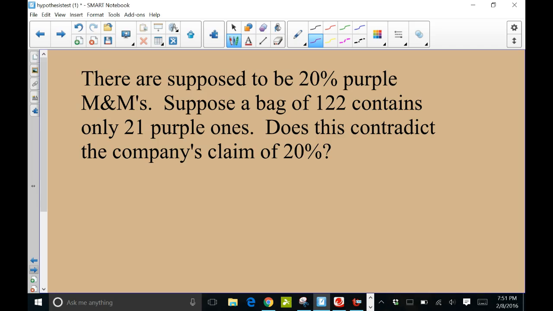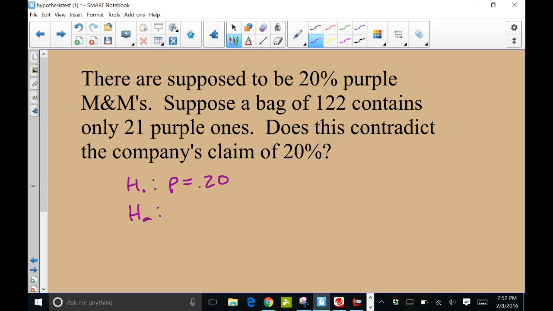The people that make M&Ms claim that 20% are purple. That's the commonly held belief. You go and open a bag of 122 and only 21 are purple. Does this contradict the company's claim of 20%? Our null, which is what we're going to believe in the beginning of this test, is that they're telling the truth and that 20% are purple.